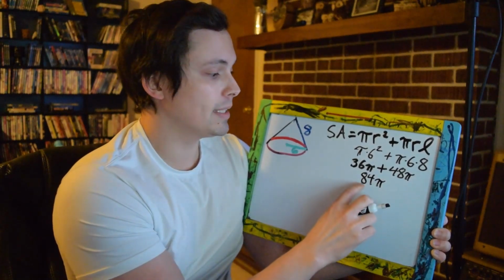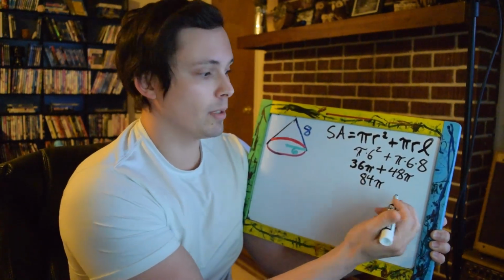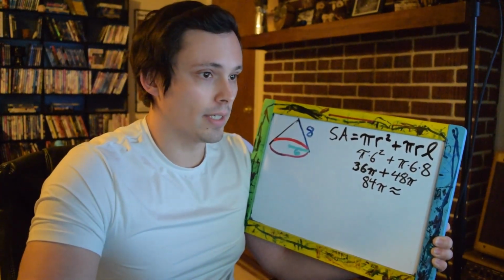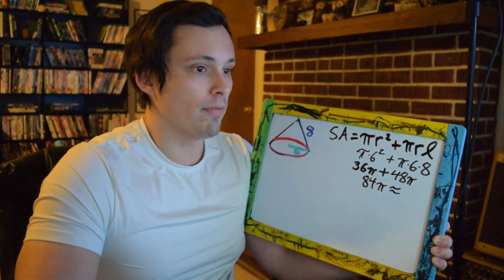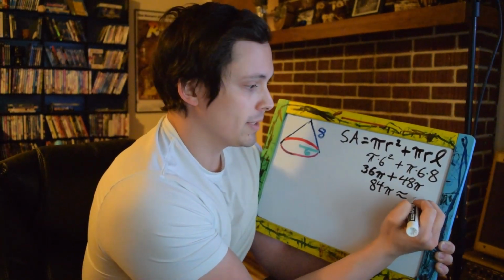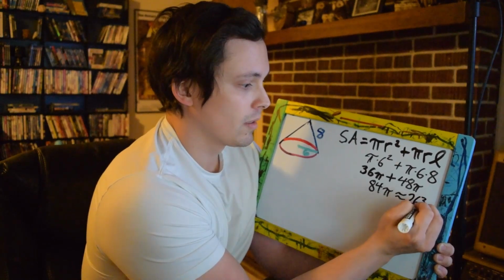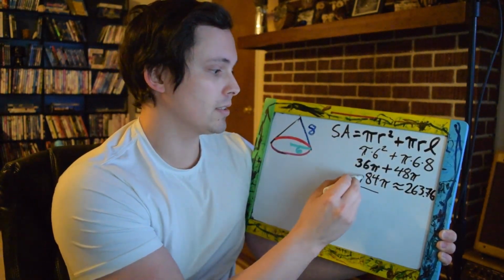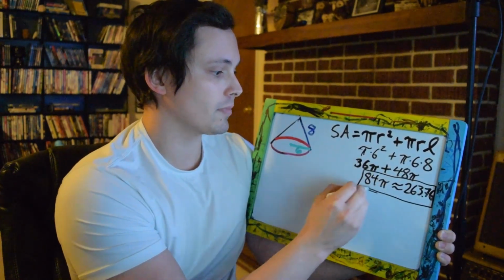And keep in mind that really means 84 times about 3.14. So if we wanted an approximate answer, I can do 84 times 3.14, and I get about 263.76 for our surface area. So that's our answer on surface area.